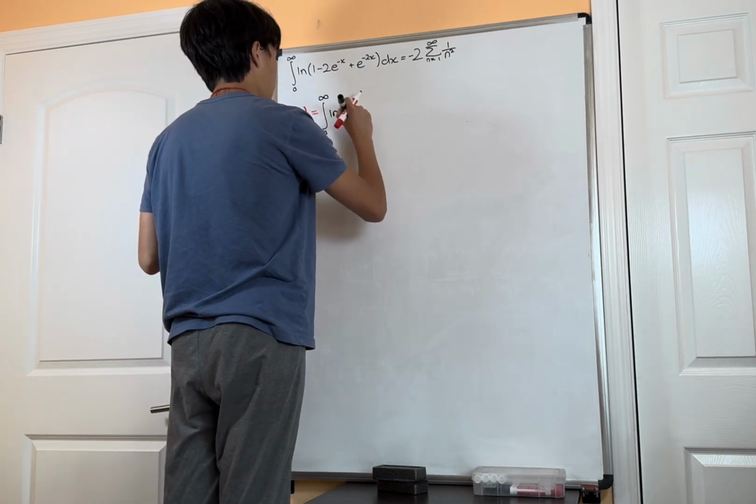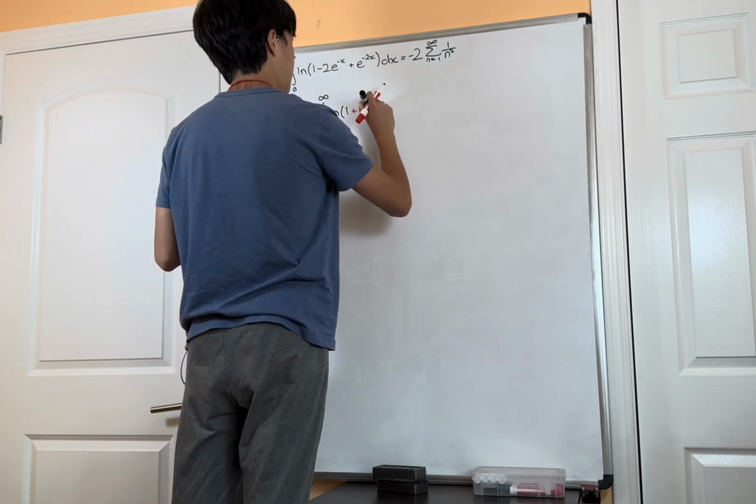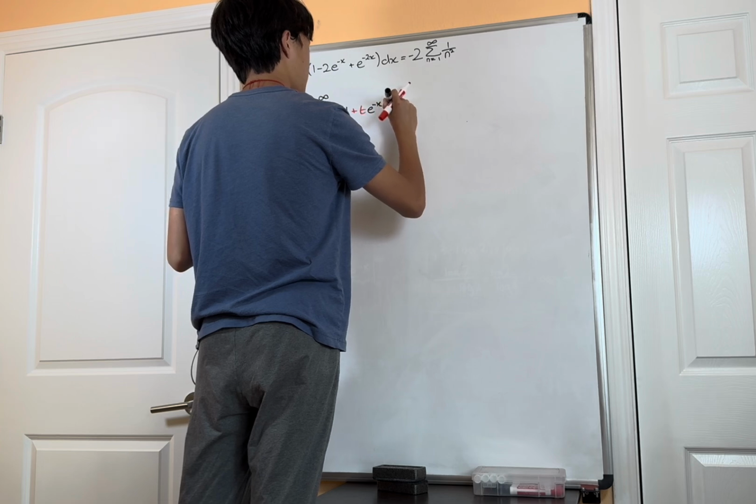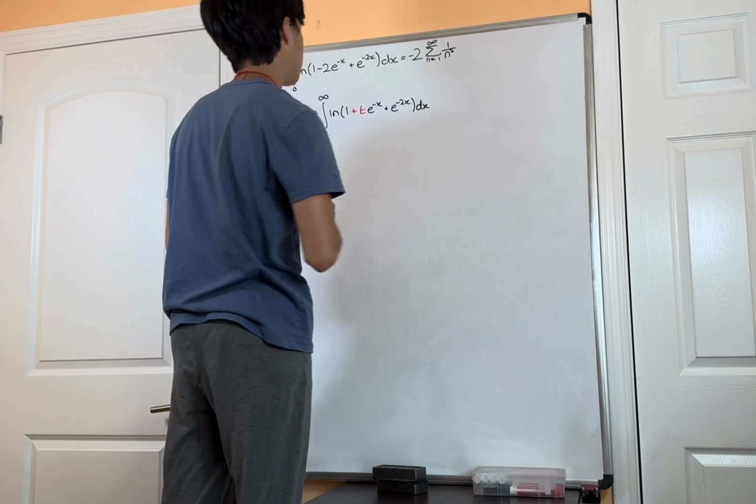So the natural log of 1, negative 2, we're going to replace with just t. E to the negative x plus e to the negative 2x dx. Now, if you've never seen this technique before, just stick with me.